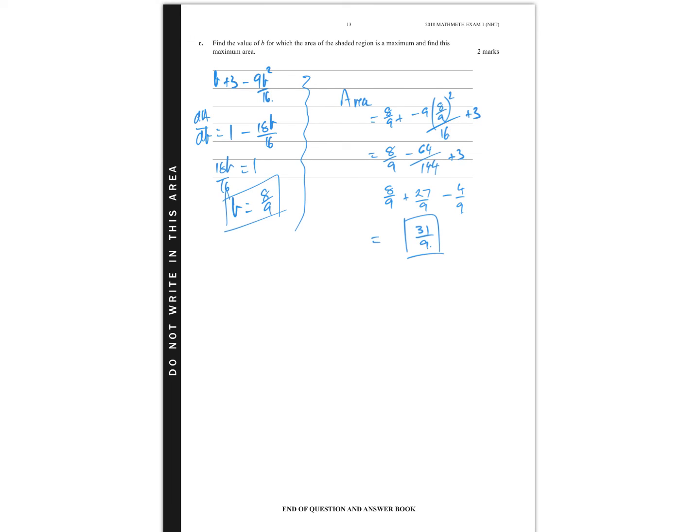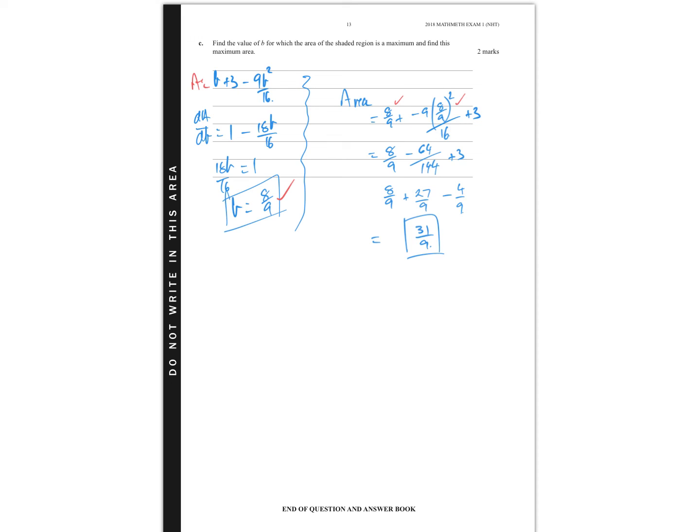Find the value of b for which the area of the shaded region is a maximum, and find this maximum area. So there's the area there, isn't it? From the 3 minus 9b squared on 16, how do we find a maximum? We do a derivative. If we do our derivative, we'll get b is equal to 8 on 9. So if b is equal to 8 on 9, we're going to get a maximum area. And if we put that 8 on 9 into the rule for the area, and do a little bit of hocus pocus and get some like terms together.